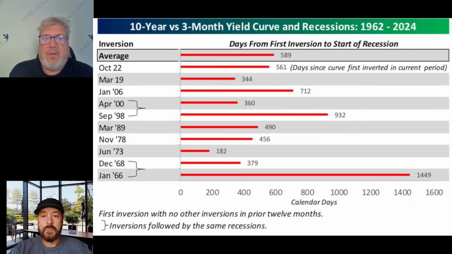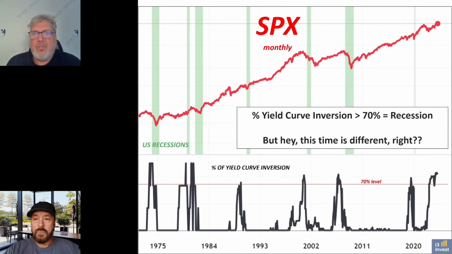Number one. Number two, this is a really interesting chart. This is like an intensity of the inversion. Basically, 70% plus of the different yield maturities are inverted right now, Phil, which is absolutely insane.